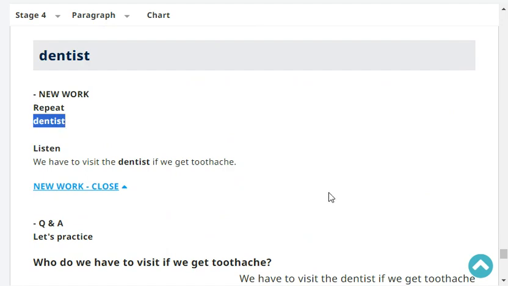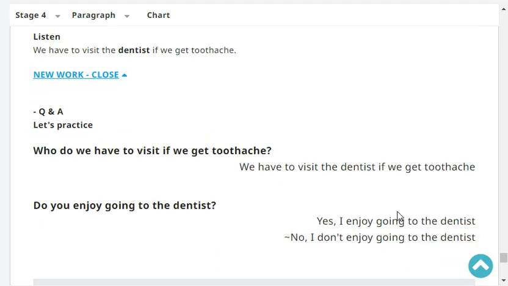Dentist. Okay, listen. We have to visit the dentist if we get toothache. Let's practice. Who do we have to visit if we get toothache? We have to visit the dentist if we get toothache.